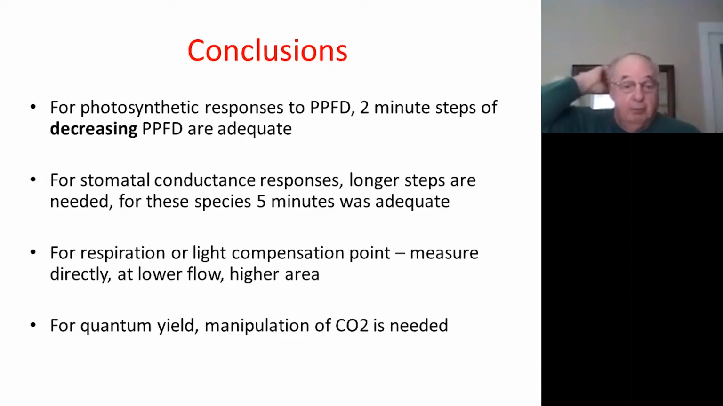So the conclusions from all of this is that for photosynthetic responses to PPFD, 2-minute steps of decreasing PPFD are adequately long. For stomatal conductance responses, longer steps are needed. For these species, 5 minutes was adequate for those two species. For respiration measurements or light compensation measurements, it's better not to do the complete curve, but to measure directly down at the low PPFDs and use a lower flow rate and a higher area. For quantum yield measurements, you are going to need to manipulate CO2 if you're really going to want to know what quantum yield is at a given CO2 concentration, CI concentration.